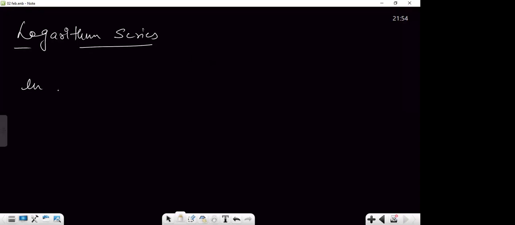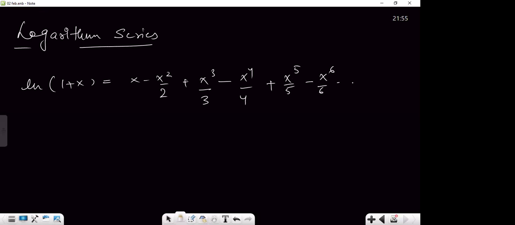Logarithm series: natural log of 1 plus x can be written as x minus x squared by 2 plus x cubed by 3 minus x raised to 4 divided by 4, plus x to the 5 by 5, minus, like this only, to infinity, where x belongs from minus 1 to plus 1. Plus 1 is inclusive here.